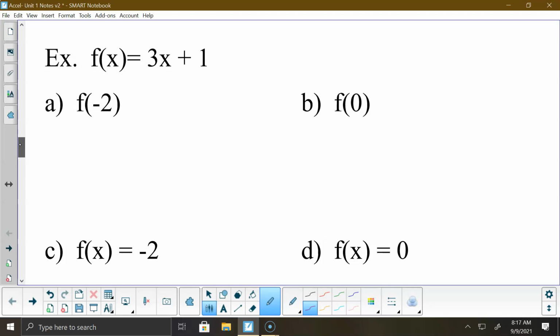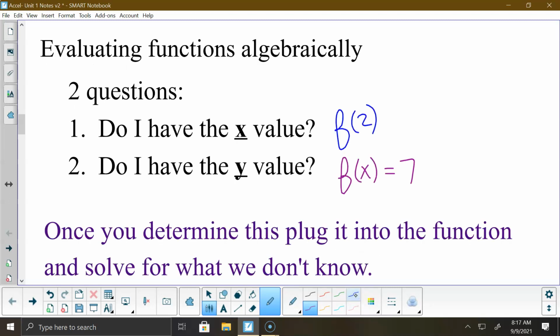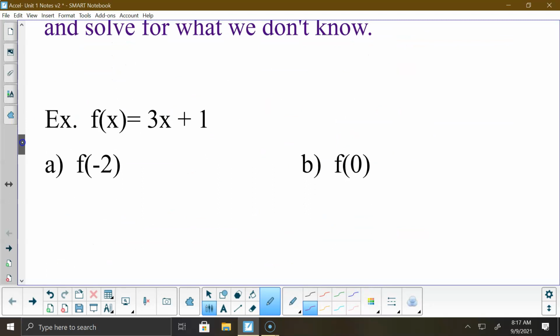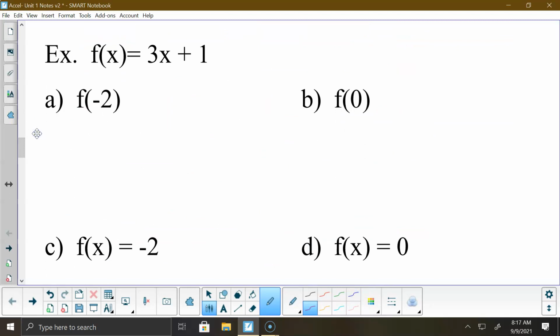So I have 4 different examples up here. Which ones do we want to do? Do we want to do all 4 or do we want to just do a couple? You guys tell me. I pick? All right. If it's me, I'm going to go with probably A and C. All right. So we'll go A and we'll do C.